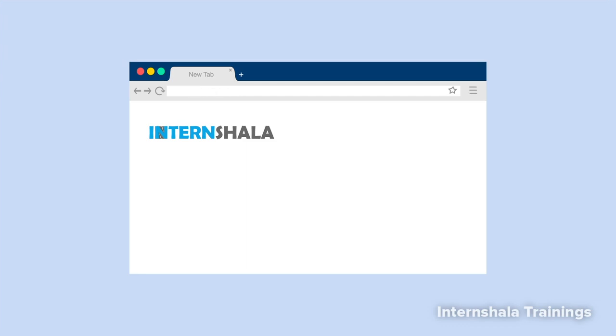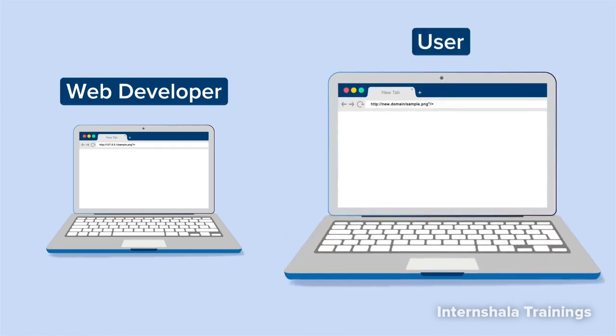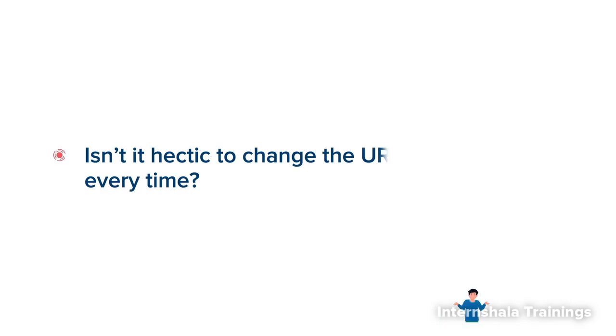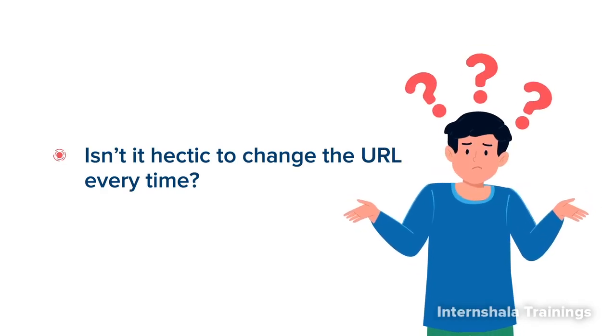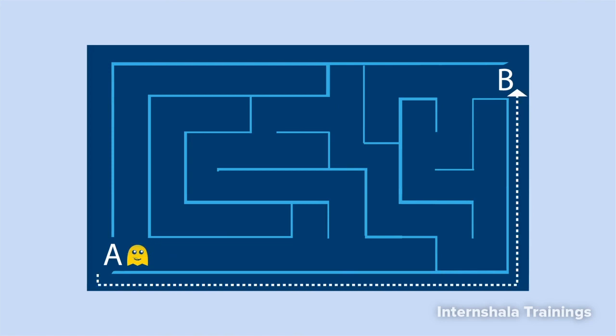Let's say we have purchased the domain under the name mynewdomain.com. So this absolute URL will become like this. If you want to test the code on your machine, you need to use this URL. And when you want to host the website for the users, you need to use this URL. Now, don't you think this is a hectic process, that you have to change the URL every time? But there is a way around.